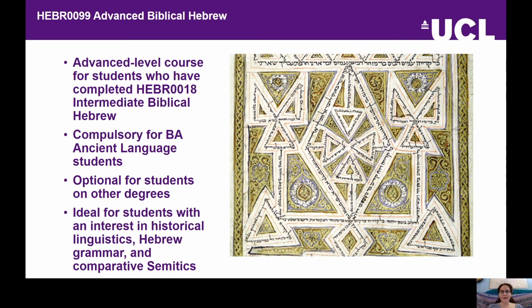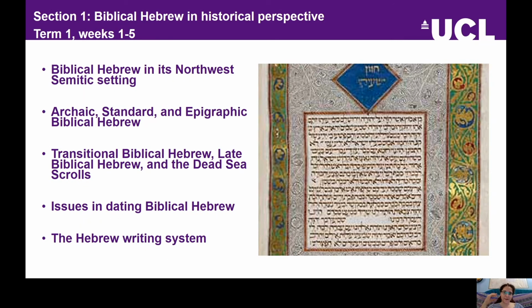It's ideal for anyone with an interest in Hebrew grammar, historical linguistics, and comparative Semitic languages. You don't have to have studied any other Semitic languages in order to do the course, but if you have studied other Semitic languages, you'll find a lot that's of interest. The course is divided into 5 different sections, and each one will look at a different set of related topics.